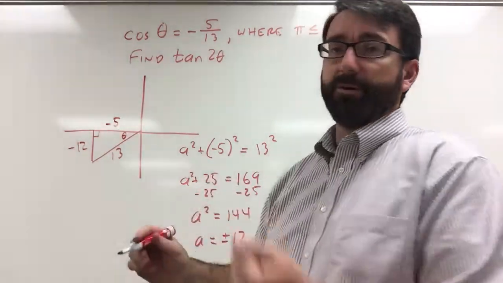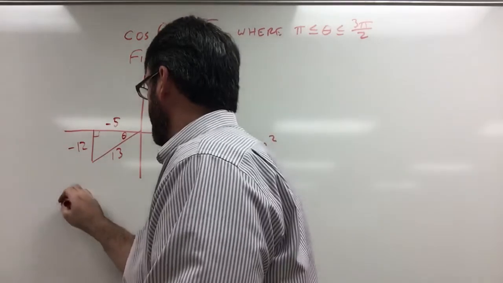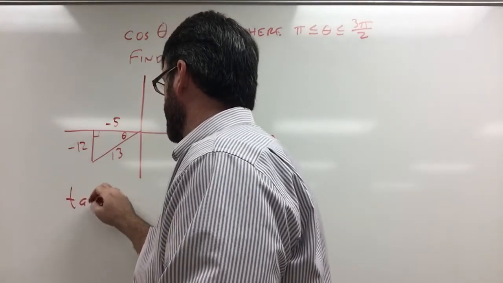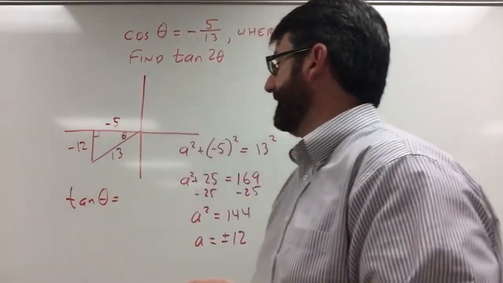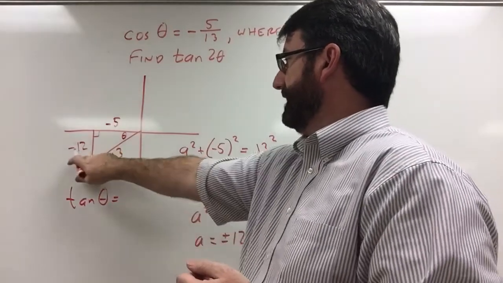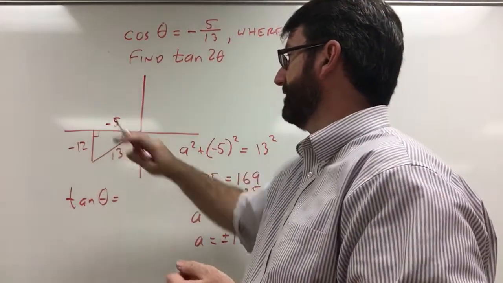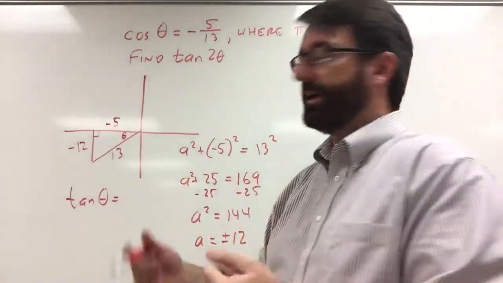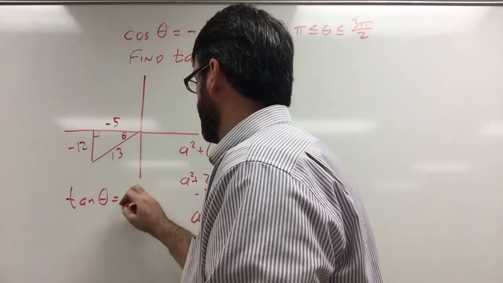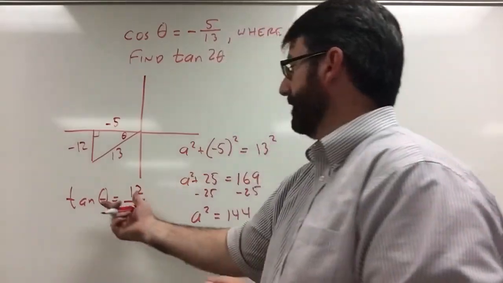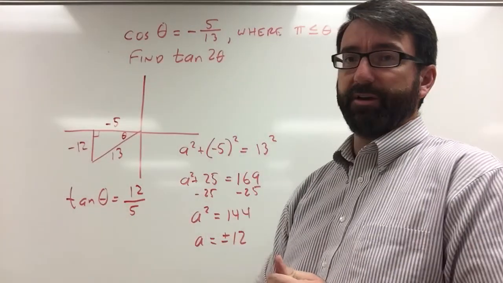All we really need, though, is tangent. So the tangent of this angle theta is going to be the opposite side over the adjacent side. So -12 over -5. Those negatives will cancel. It's just going to be 12/5. So tangent of theta is 12/5.